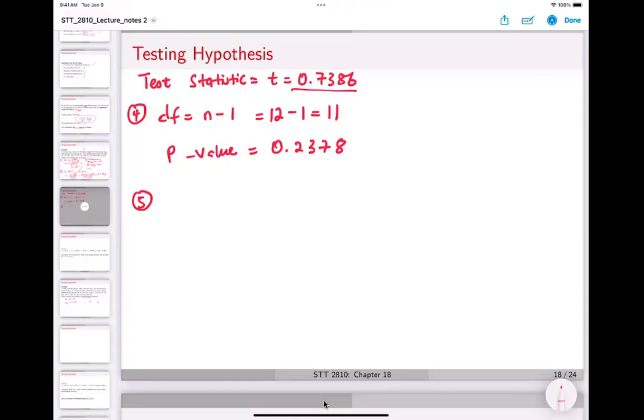So we are comparing this p-value to what? An alpha level of 0.05. Is this p-value large or small? It's large. Is that okay? So if the p-value is large, what do we do? Do we reject or fail to reject? So if the p-value is large, we fail to reject. Is that okay? But if the p-value is small, then we reject.